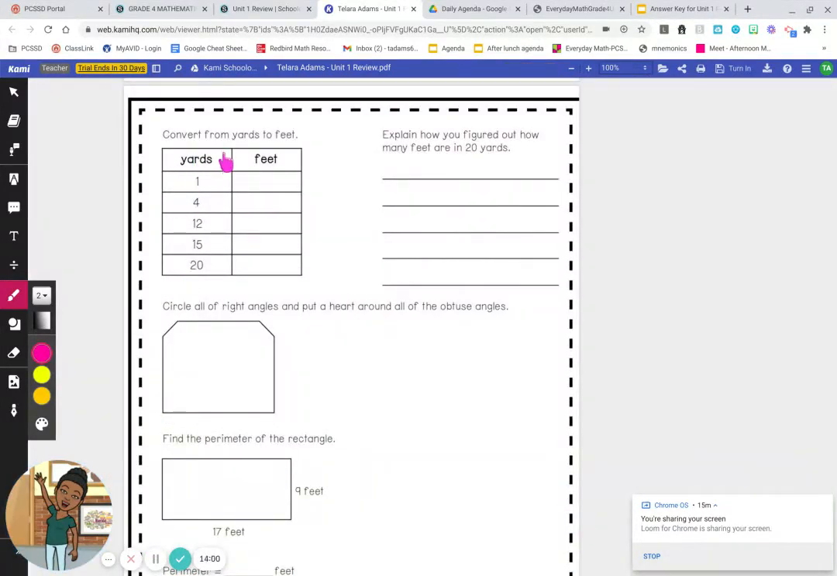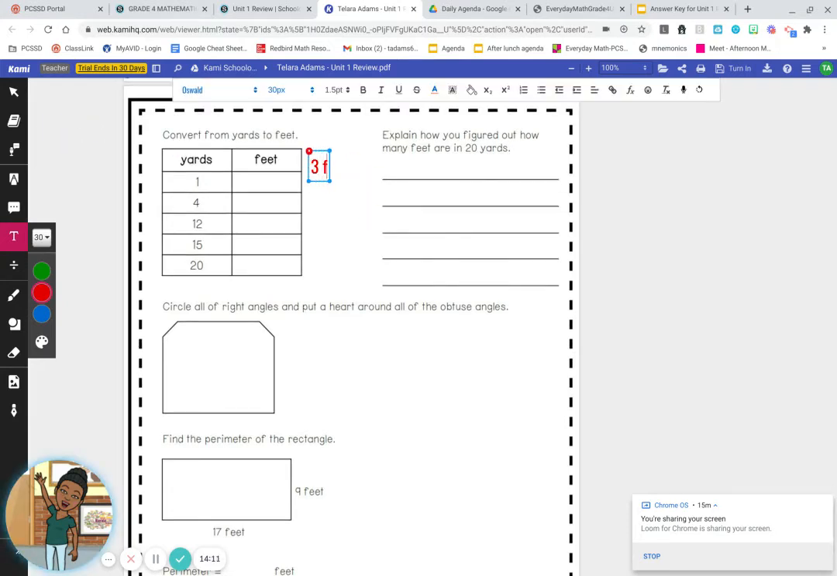We're going to convert from yards to feet. To help us convert, here's a quick reminder. 3 feet equals 1 yard. And just for the record, we should probably know and remember that 12 inches equals 1 foot. We don't need it for this assignment, but we do need the knowledge for this unit. So make sure that you know 3 feet equals 1 yard and 12 inches equals 1 foot. You may have to go back to your notes. Completely okay. 1 yard equals how many feet?